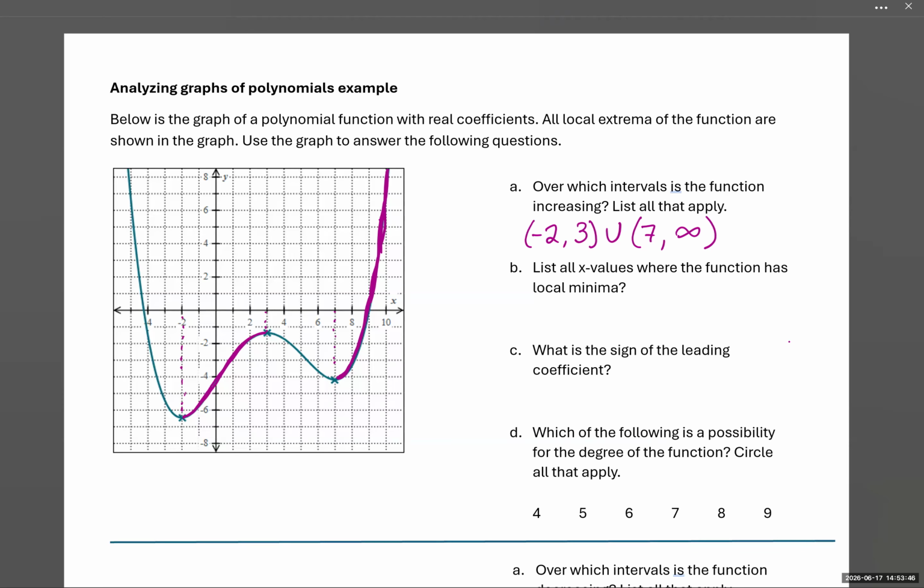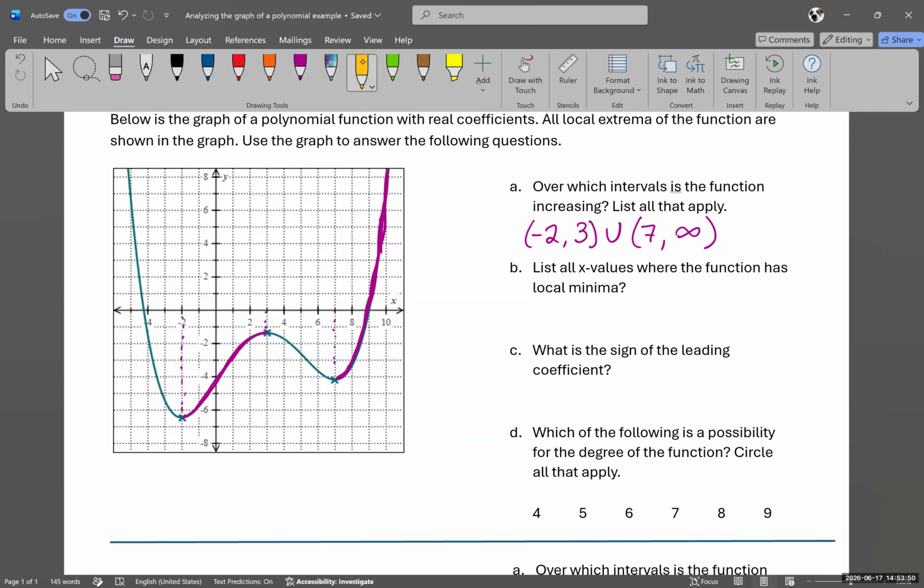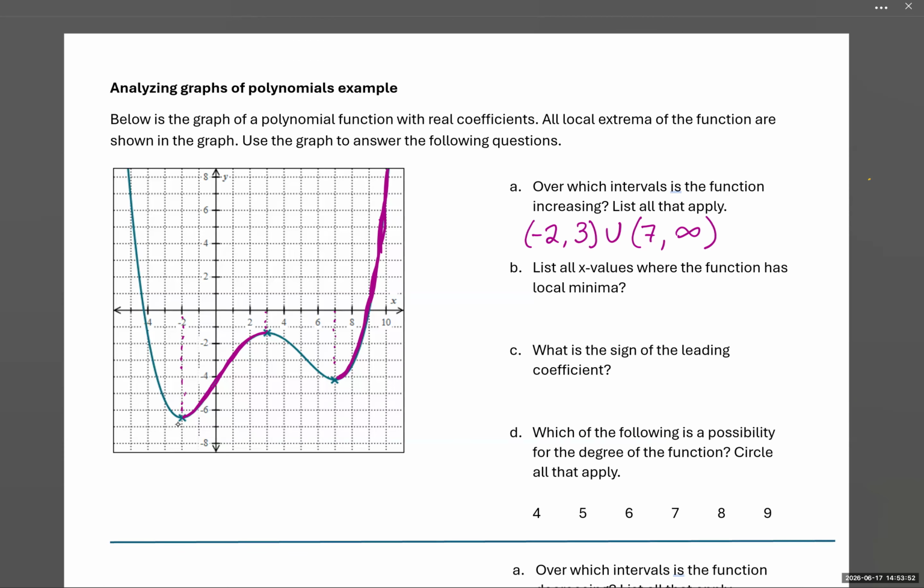List all x values where the function has a local minima. So local minima happens when the function switches from decreasing to increasing. So this is a local minimum, and this is a local minimum. We just need the x values of those 2 points. X equals -2 and x equals 7.